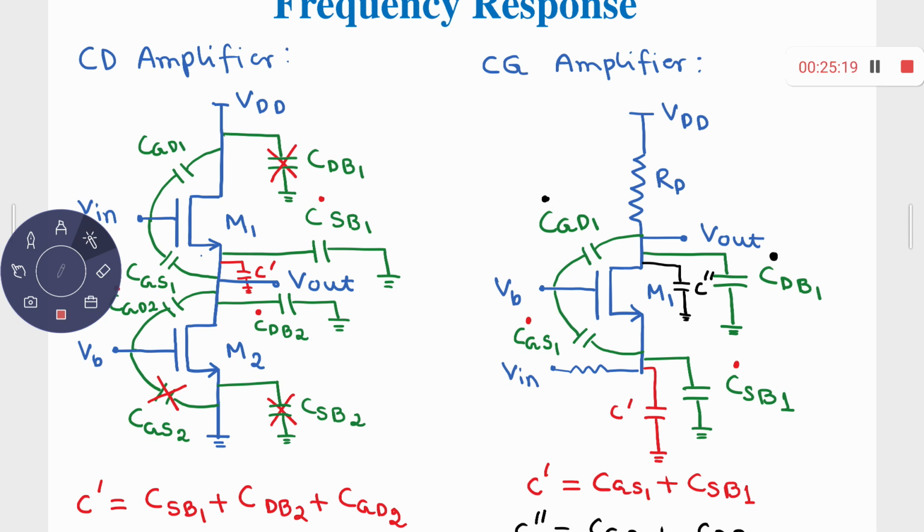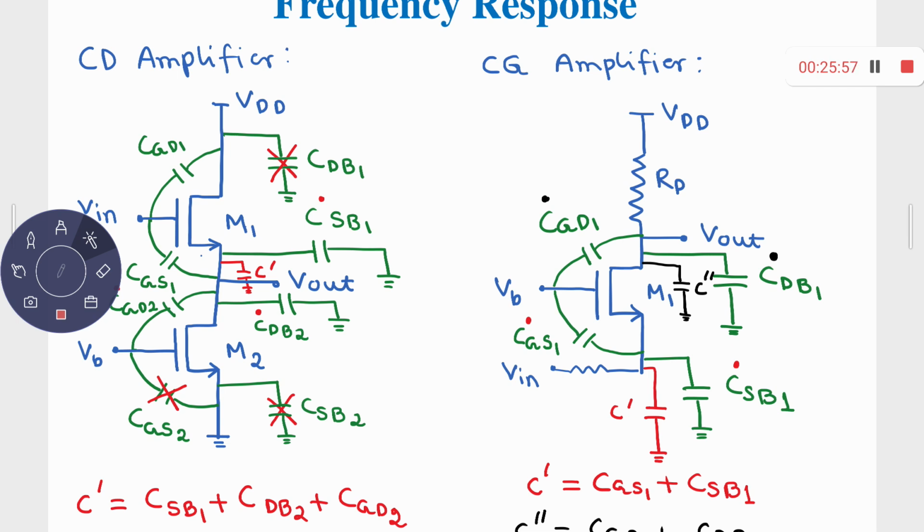So source is a signal node. You cannot get rid of that. So here you have some signal variation, and here the body is connected to AC ground. But for common drain, you can get rid of CDB1 because drain is connected to VDD, which is equivalent to AC ground. Body is already connected to AC ground. So this CDB1 you can simply neglect for common drain. Right? So out of 4, you can simply get rid of CDB1 for common drain amplifier.